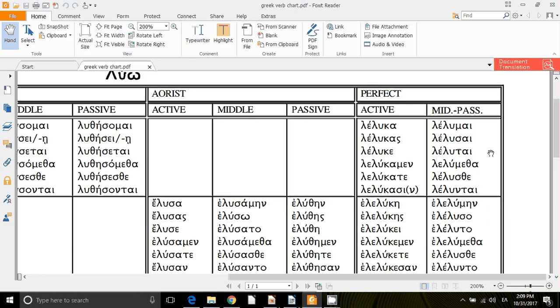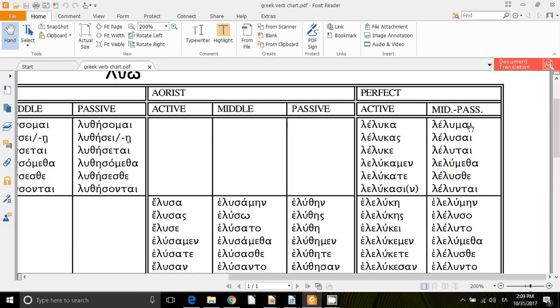These, what are the endings? Here are the endings. Mai, sai, tai, metha, sthe, ntai. So what's happened is we've dropped off the vowel from the normal middle passive endings. And as you might imagine, adding these letters onto other letters will sometimes cause us problems, but we'll deal with those as we get to various irregular verbs.